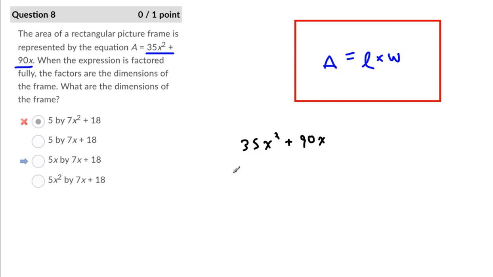Now the first step I want to take here is I got to figure out what are my common factors. What can I pull out of each of these? So I've got that nicely set up there. I just need to insert my numbers. So something that divides 35 and also divides 90. That's what I'm thinking about.